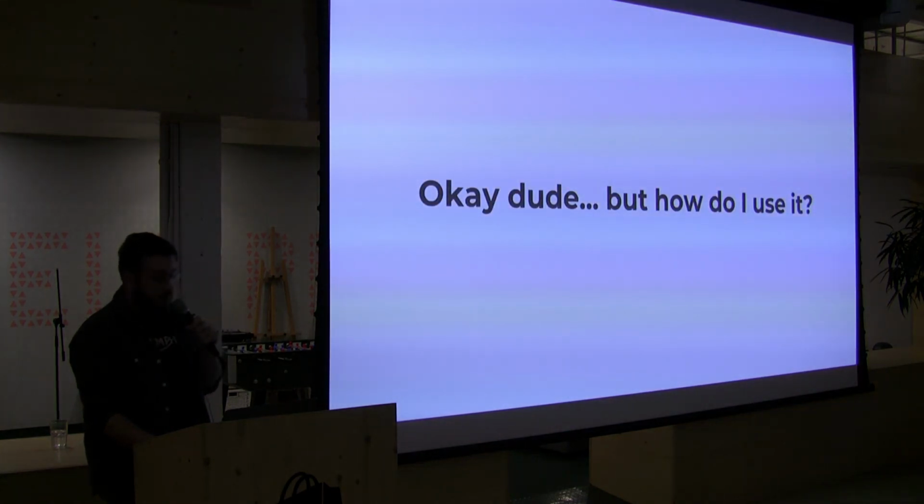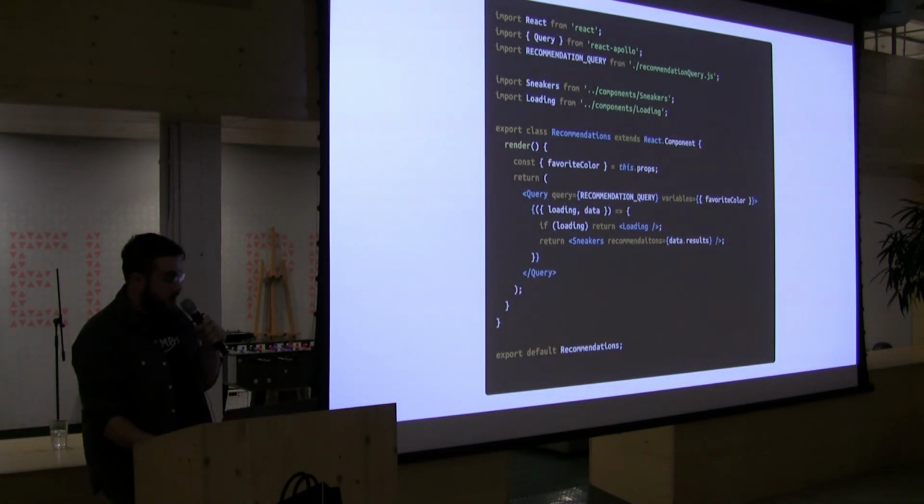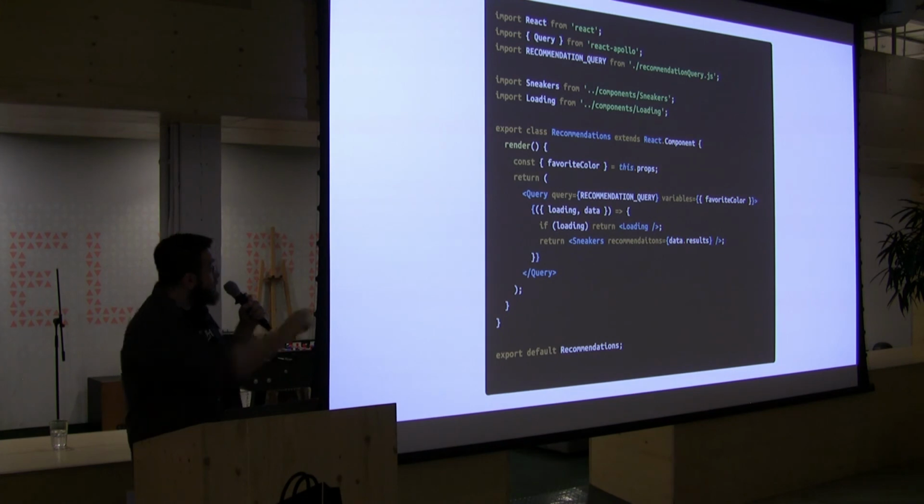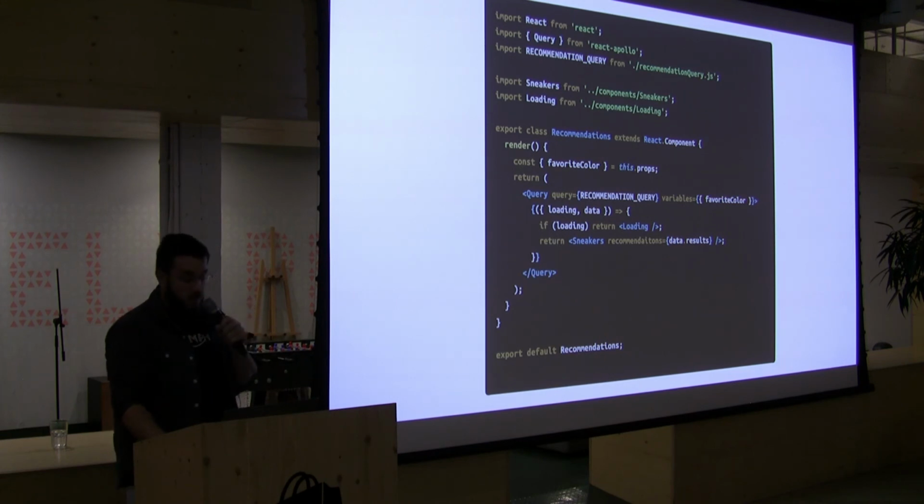So how do we end up using all this stuff? We're going to import our query file at the top and create a new query component that takes a recommendation query and variables. Favorite color comes in from props, and once our query has finished, loading is a bool that's provided by that query, and our data comes in via data. So just query, loading, and data, and then we pass that in. If loading is true, we load. We don't need to worry about catching any empty states within our sneakers component. We will return the sneakers component and pass in our recommendations to it.